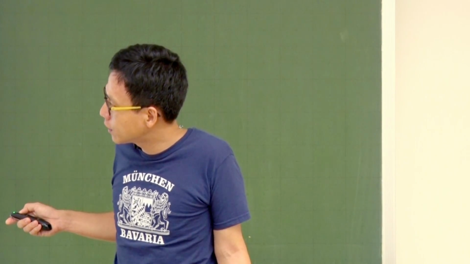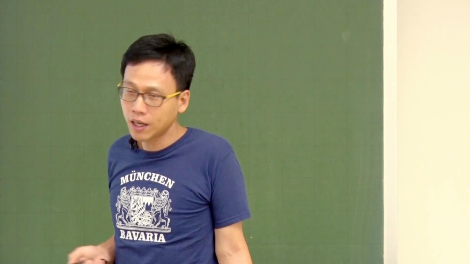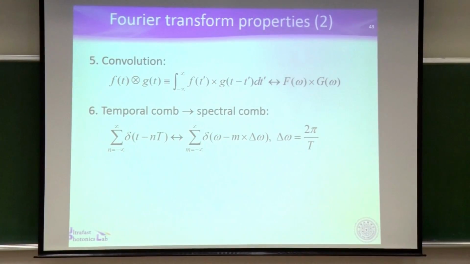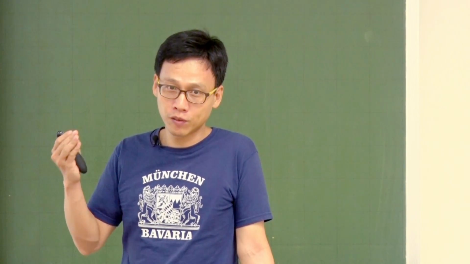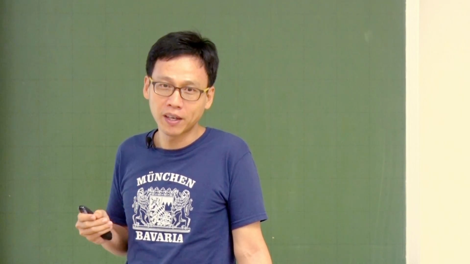And they are related by delta omega equals 2 pi over big T. Okay? The mathematical proof is quite interesting. I encourage you to practice by yourself. But the result is strikingly surprising. Okay? A comb in the time domain is equivalent to a comb in the frequency domain.